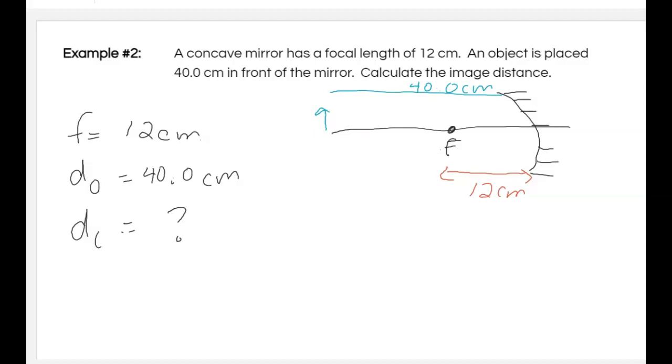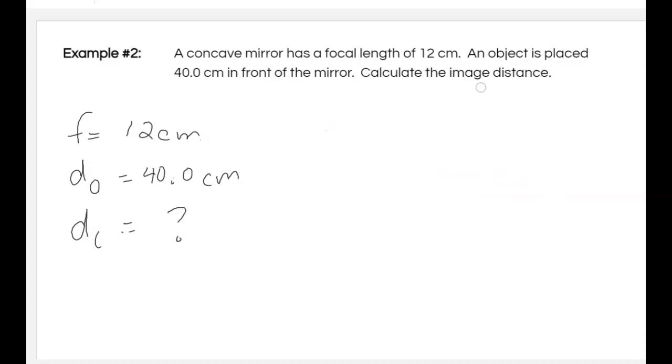So hopefully you did okay with that, just doing your setup. Now I'm ready to incorporate my problem solving skills to help me work through this. I'm going to create a little bit more space for myself by getting rid of this diagram. Writing the diagram is helpful because I know that if I have a concave mirror, my focal length is going to be a positive value. That further helps me to remind myself where that focus is in this mirror.